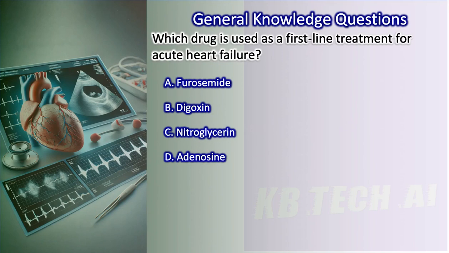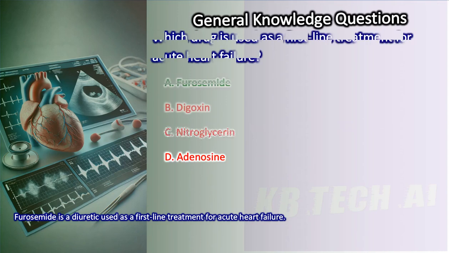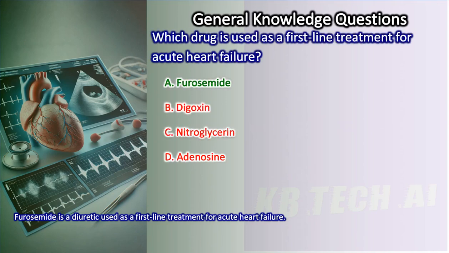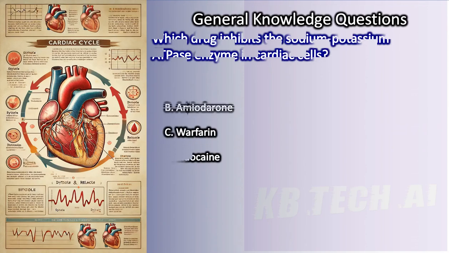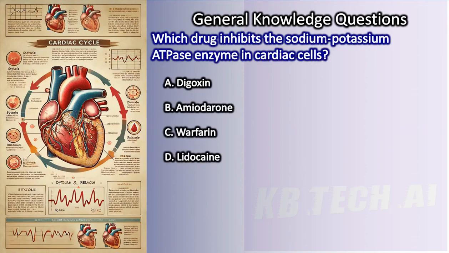Which drug is used as a first-line treatment for acute heart failure? Option 1, furosemide. Option 2, digoxin. Option 3, nitroglycerin. Option 4, adenosine. The answer is option 1, furosemide.